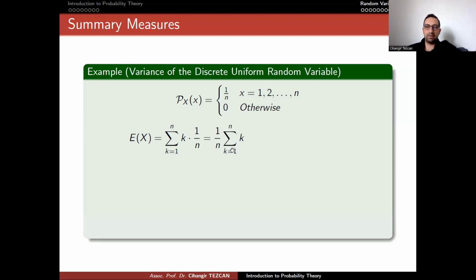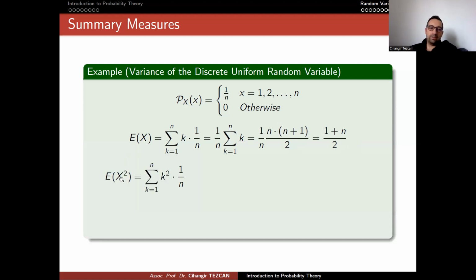Since this is a summation with respect to k, 1 over n is just a constant, so we can take it to the front. If you make this summation, you have to recall that it is n times (n plus 1) divided by 2. So the n's cancel each other, and the expected value becomes (1 plus n) over 2, which is not surprising, right?